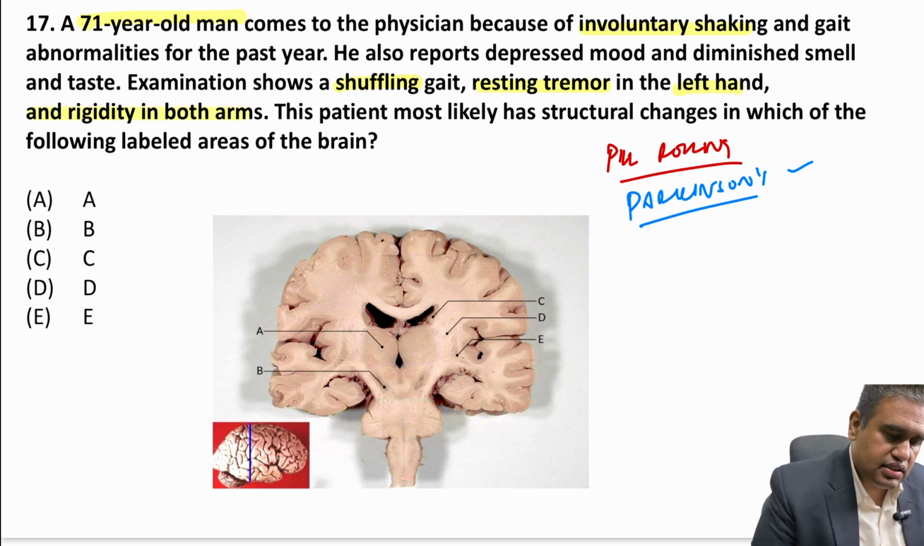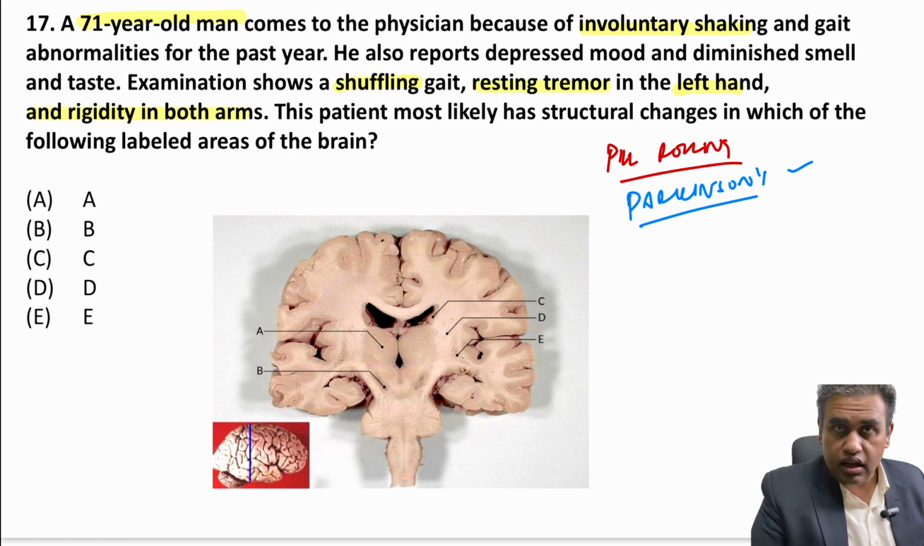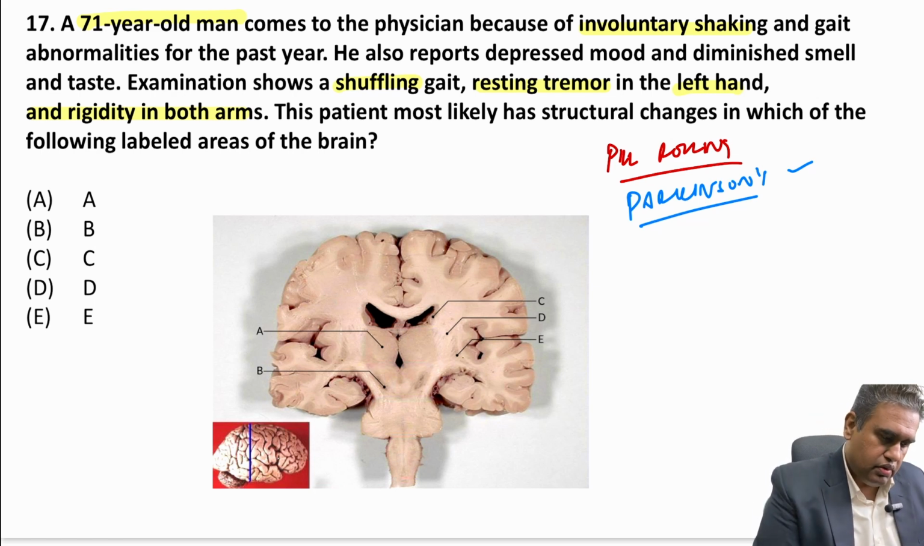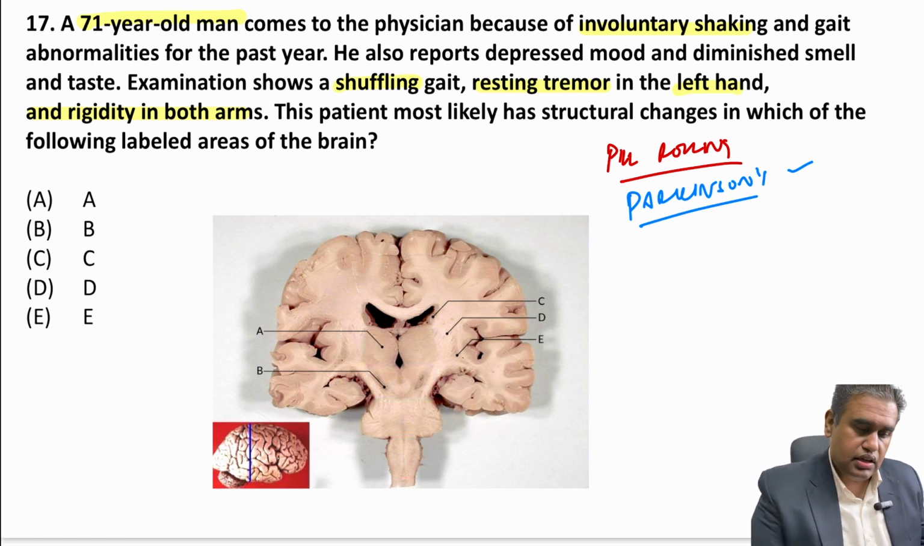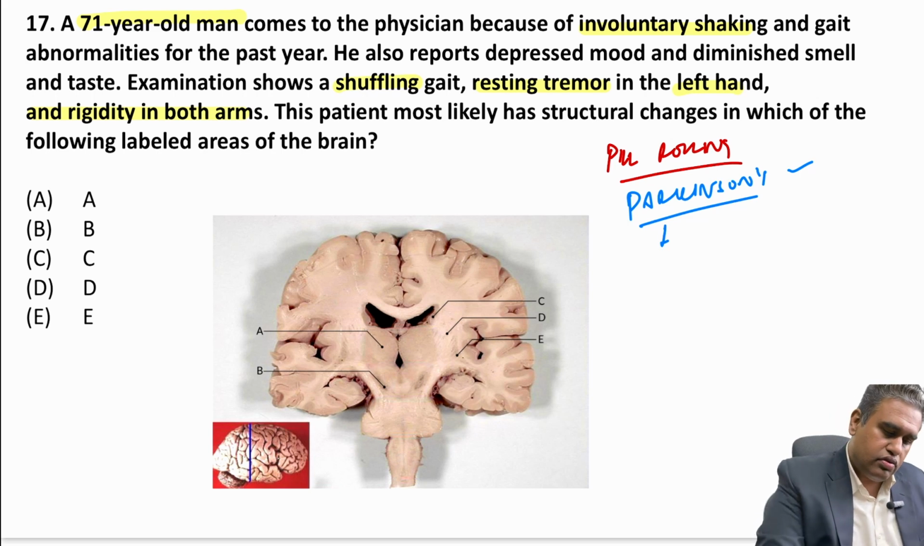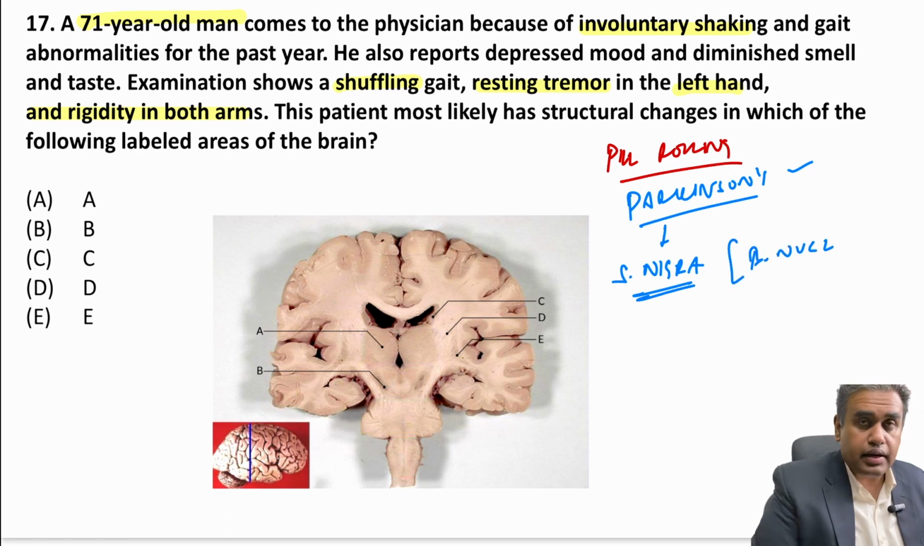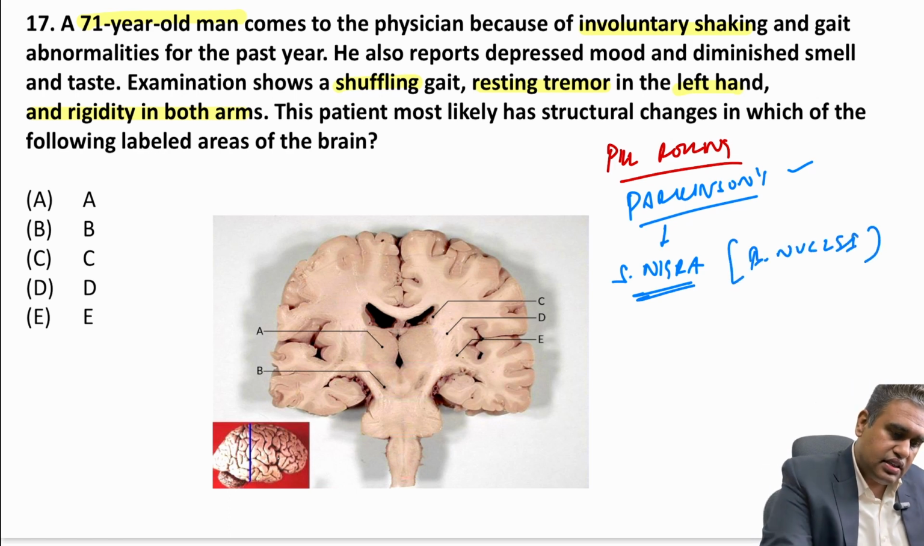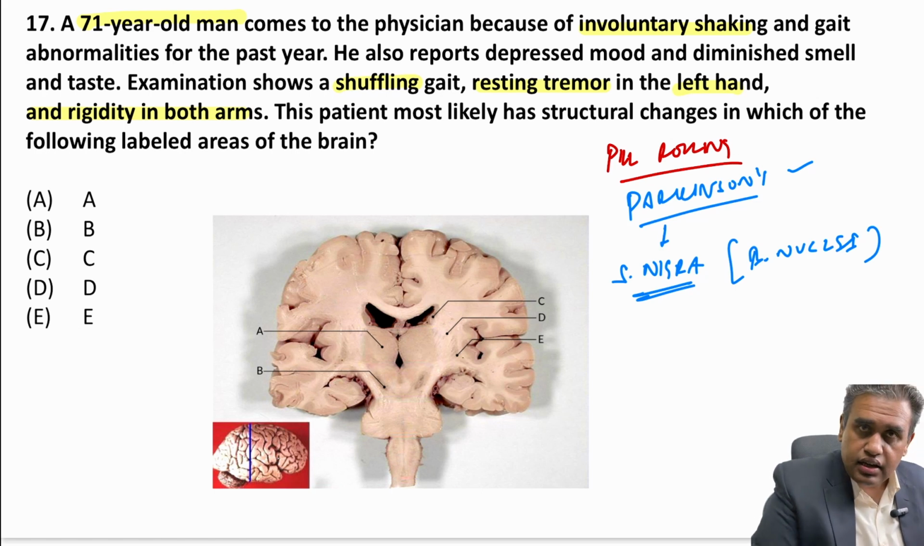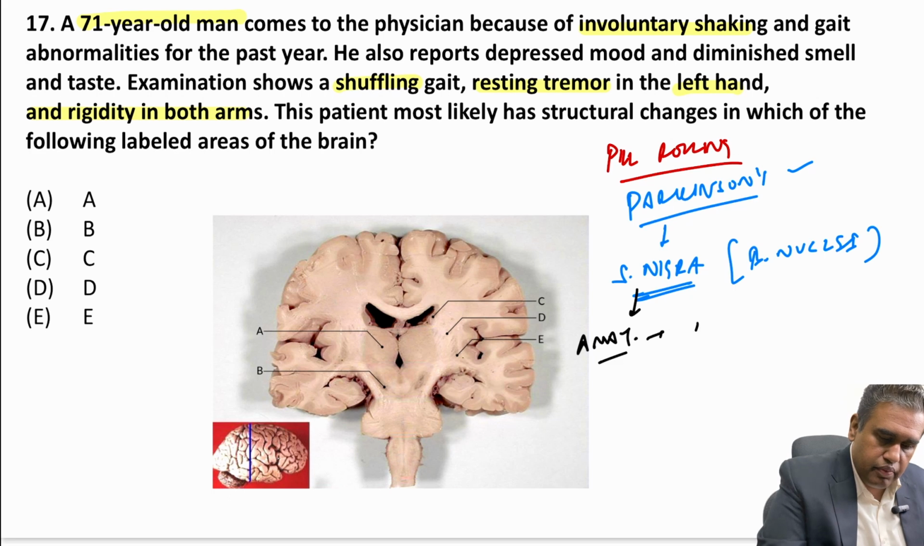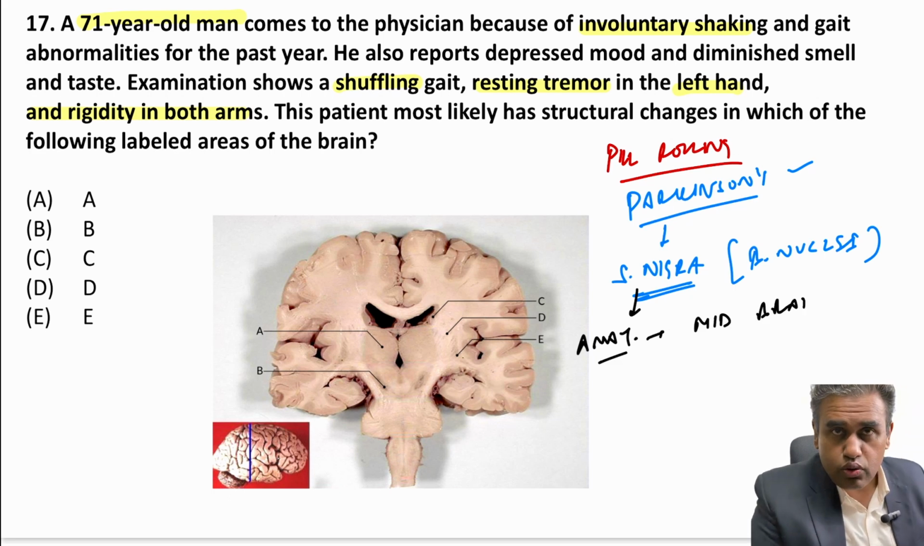The patient most likely has structural changes in which of the following labeled areas of the brain? Now, we should know from basic physiology that Parkinson's disease is when there is a problem in the dopaminergic fibers, which mainly arise from the substantia nigra. Substantia nigra is actually a part of the basal nuclei or basal ganglia. But where exactly is it located? Anatomically it is located in the midbrain, right? And this is what we have to identify.